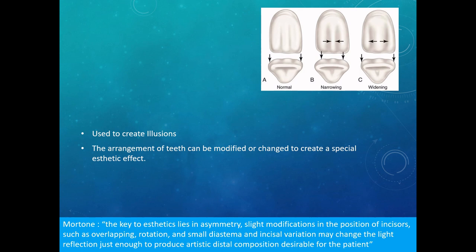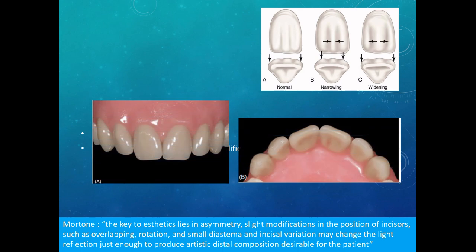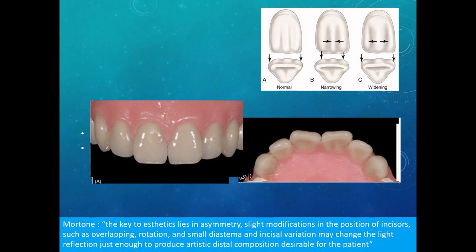So if a tooth is rotated distally, it will have a thinner appearance, as you can see in this picture, whereas if it is rotated mesially like this, it will look much wider. So, as Morton has stated, the key to aesthetics lies in asymmetry, slight modification in the position of incisors such as overlapping, rotation and small diastema and incisal variation, which may change the light reflection just enough to produce an artistic composition which is desirable for the patient.